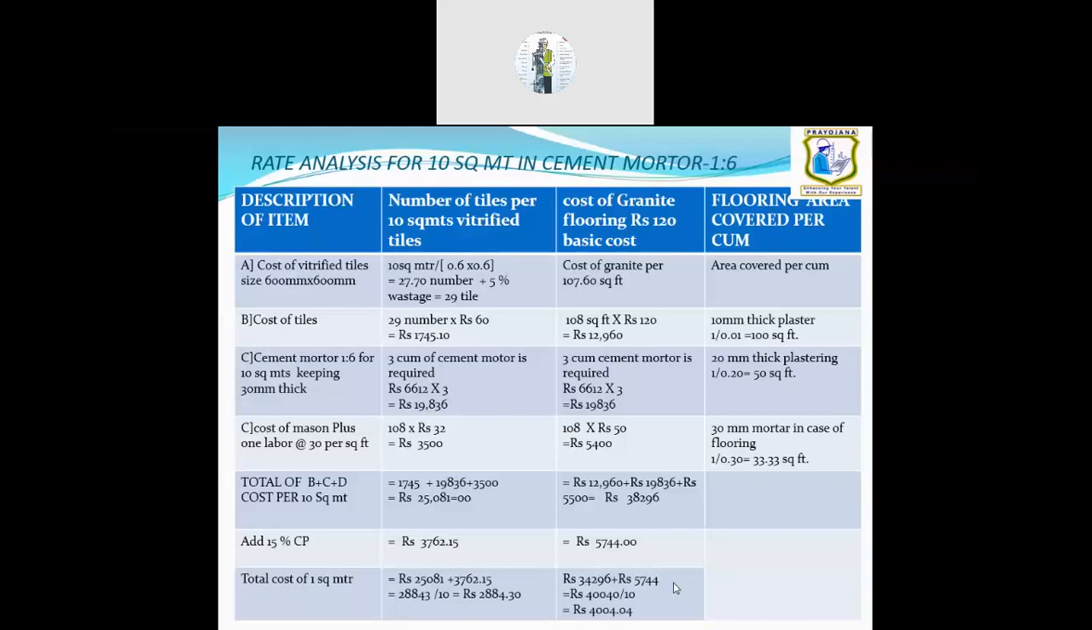So the area covered in this case, if you are using 20 mm thickness of mortar below, it can cover an area of 50 square feet. And 30 mm, 33.3 square feet. And 10 mm, usually we are not using. That was for plastering, which I have copied here. Usually we use 20 mm or 30 mm max. So this is the rate analysis for tiling, including the material.